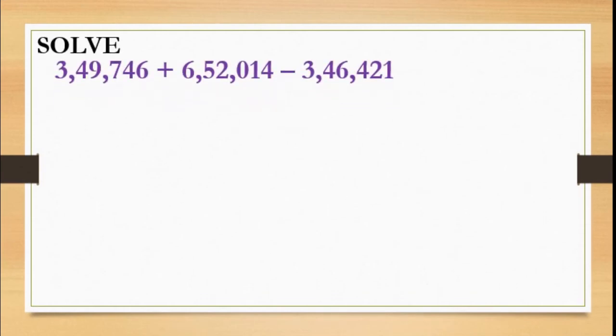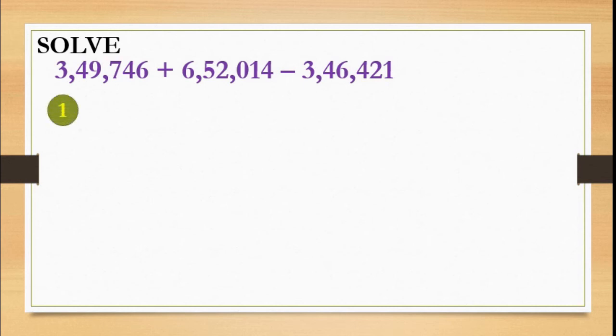Now one more sum is there. This is a mixed sum. It has plus also and it is minus also. Means both operations are there, addition and subtraction. Yes, students, like this sum if we get, then whichever sign is there first, that we have to carry out first, then to the next sum we have to move.